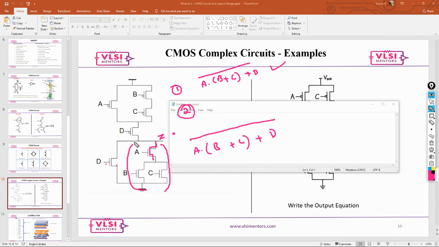Now look at this particular diagram. How many transistors do we have here? One, two, three, four. As I said, we have got four inputs. So you have got a total of eight transistors, four NMOS and four PMOS.